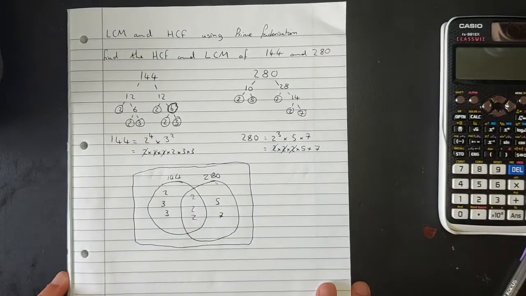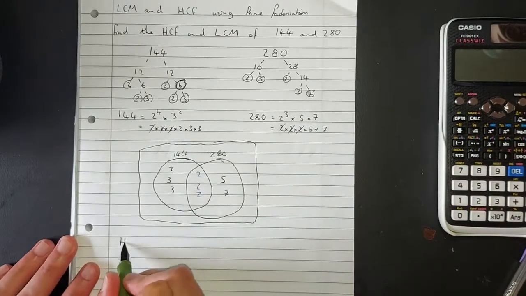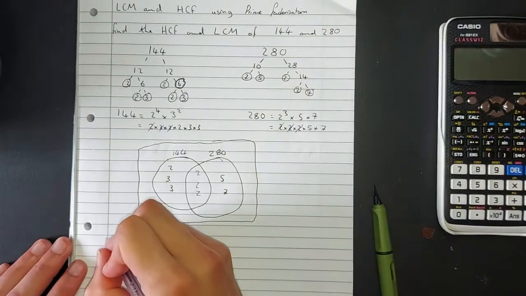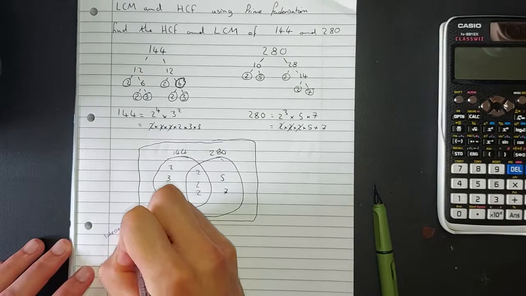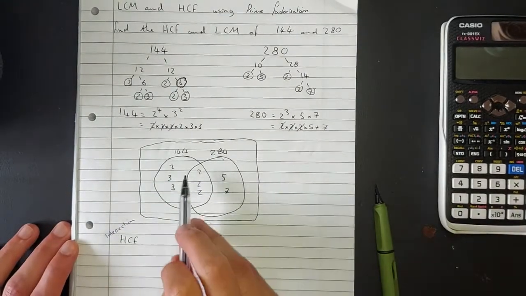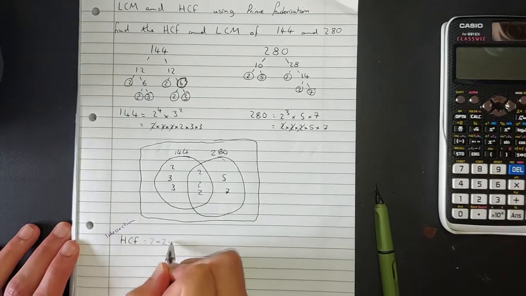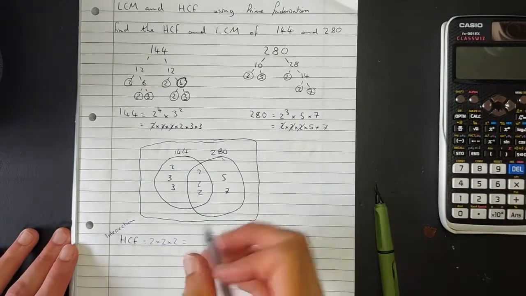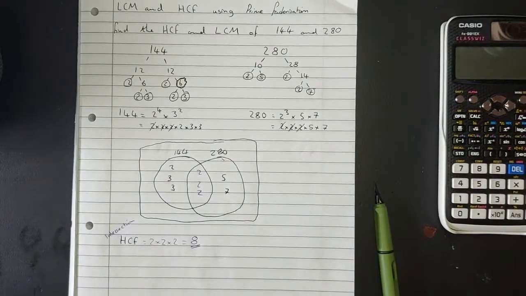Cool, so first of all, we're going to do the highest common factor. And if you remember, the highest common factor is all the numbers in the intersection multiplied together. So that is 2 times 2 times 2. 2 times 2 is 4 times 2 is 8. That's our highest common factor.